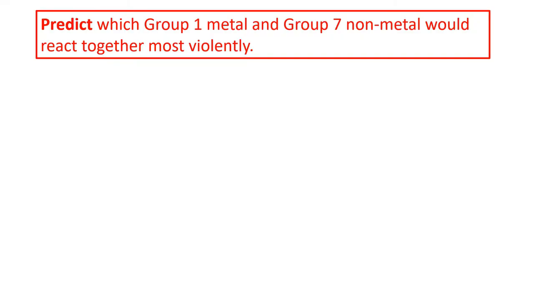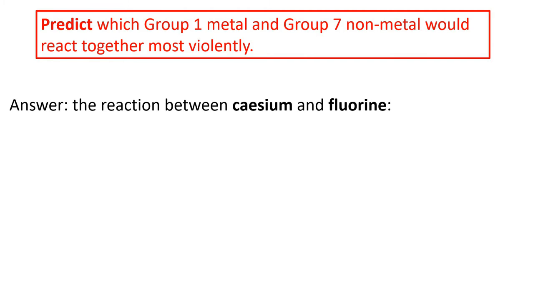Okay, so what I would like you to do first is have a think. Which group 1 metal and group 7 non-metal would react together most violently? So thinking back to the previous lessons, what are the most reactive elements in each group? Okay, so the answer is the reaction between cesium and fluorine.